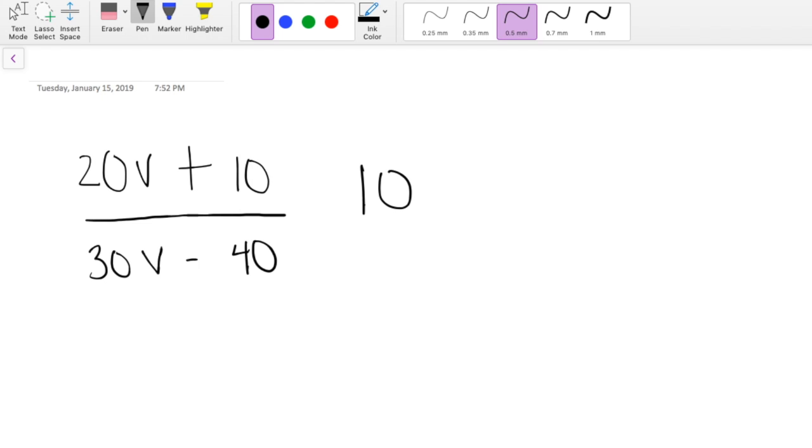I'm going to draw a little arrow over here. So this is what the original problem is, and this is what we're working on right here. You're going to factor out a 10, okay? What does 20 turn into when you factor out a 10? Basically, it's just 20 divided by 10. So you have 2. I'm going to leave the v. And then 10, when you factor out a 10, like I said with the 20, it's just 10 divided by 10. So you're going to have plus 1.